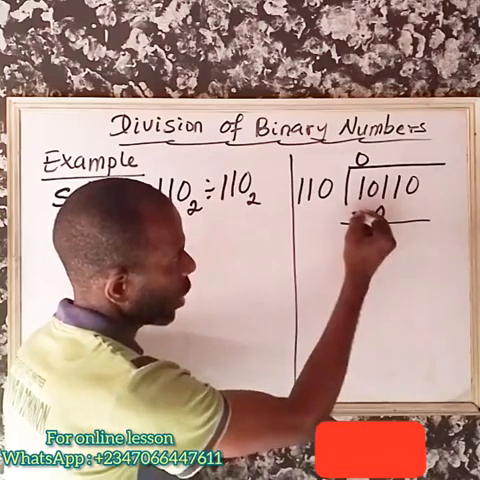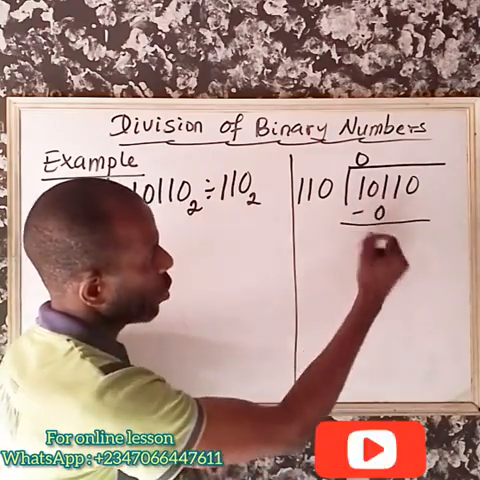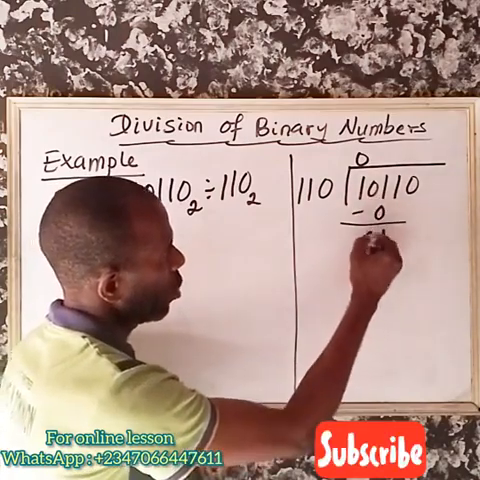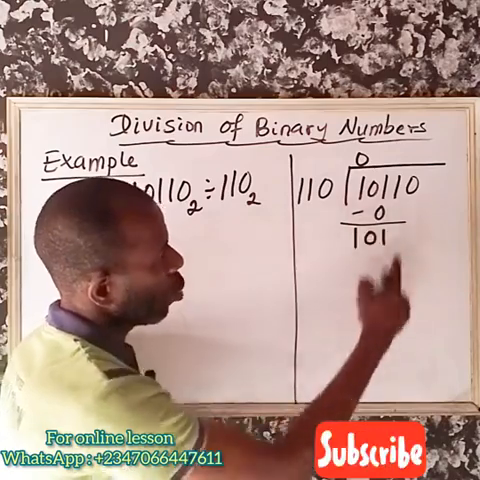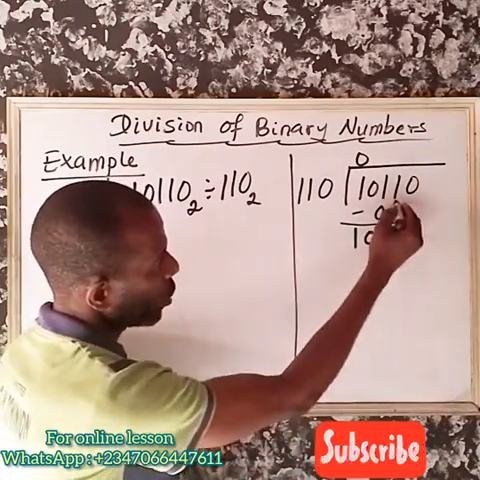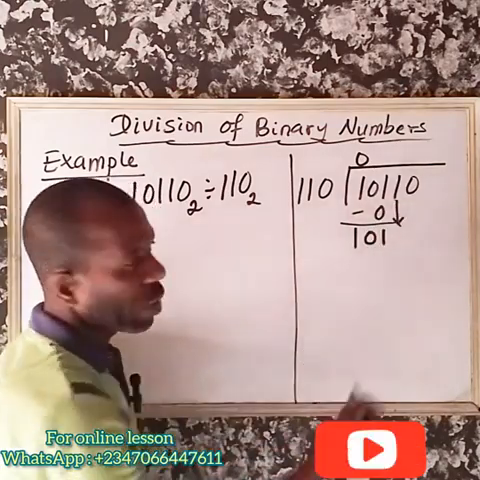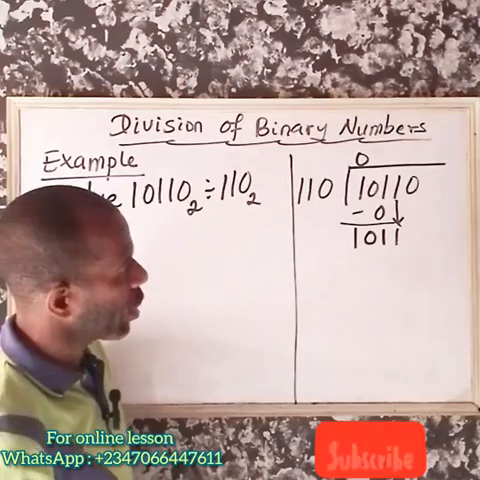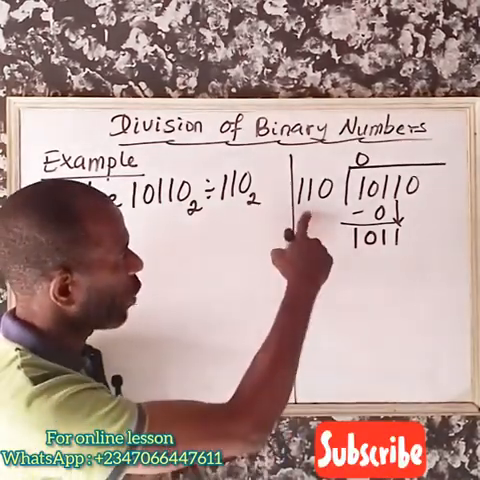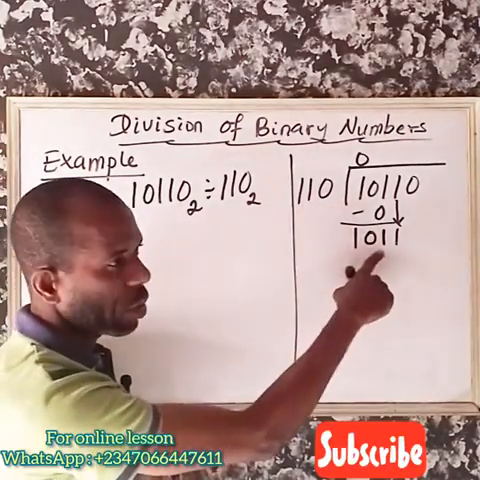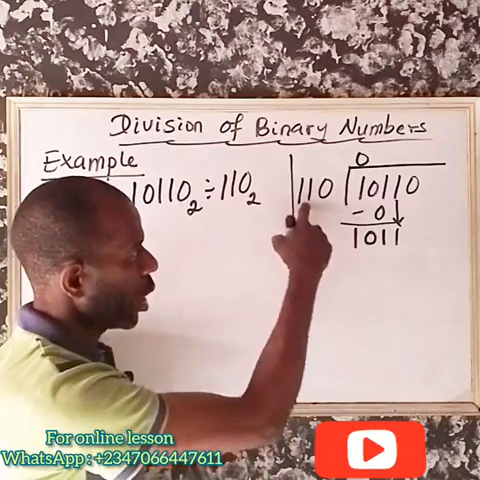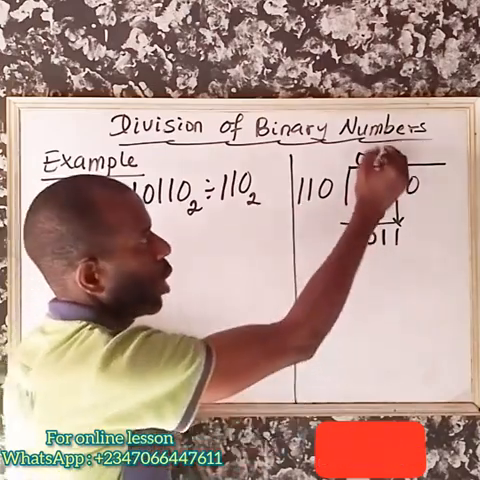Now we are going to subtract. 1 minus 0 is 1. Here is 0. And we have 1. So the next thing is to bring this down. Look at the next number. Bring it down to this place. When you bring it down to that side, you have to compare this one with this. So automatically, this one here is bigger than this. So this one can only go there once. You put the 1 here.